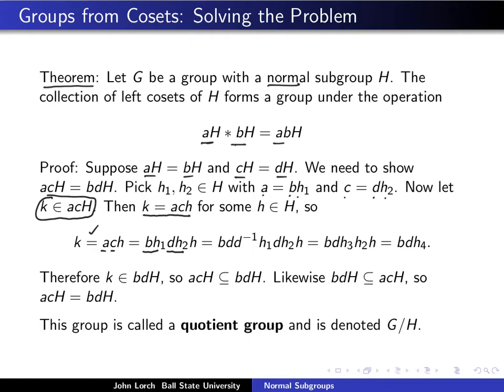And now I'm going to insert a d times d inverse in front of the h1. And that doesn't change anything because d times d inverse is just the identity. But what it does do is it introduces a conjugate of h1, namely d inverse h1 d. And because H is normal, that means that that conjugate is some other element, h3, that lies in capital H.